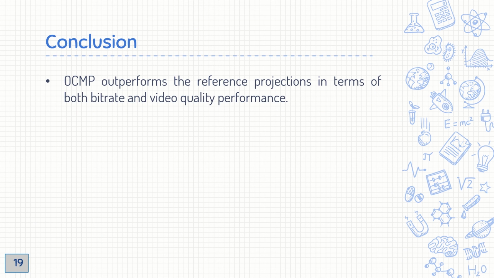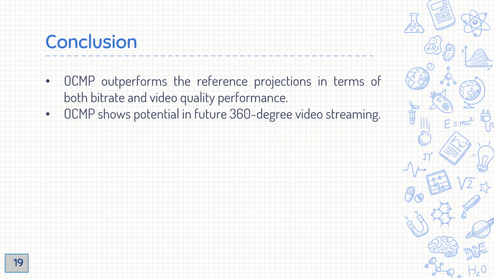In conclusion, we can see that offset QMap projection can save the bitrate and improve the video quality better than traditional projections like equirectangular and QMap projections. And this suggests a lot of potential in 360-degree video streaming.